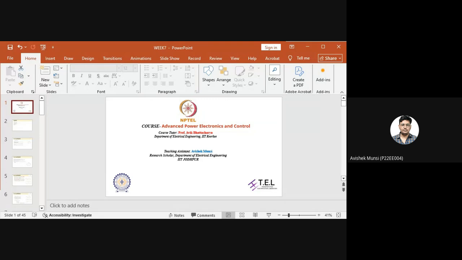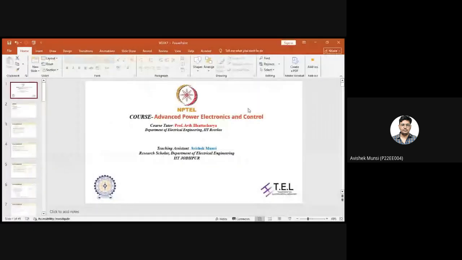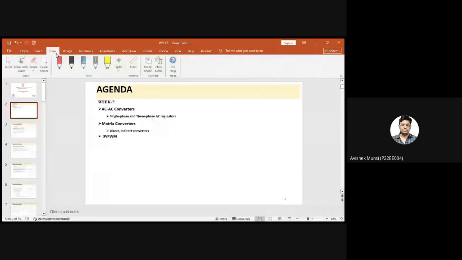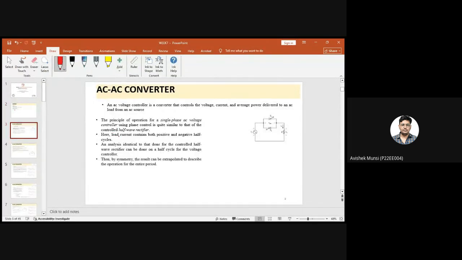So let me start. I hope it is visible. Today we will discuss AC to AC converter and a little bit about the space vector pulse width modulation technique. So let us start with AC to AC converter.